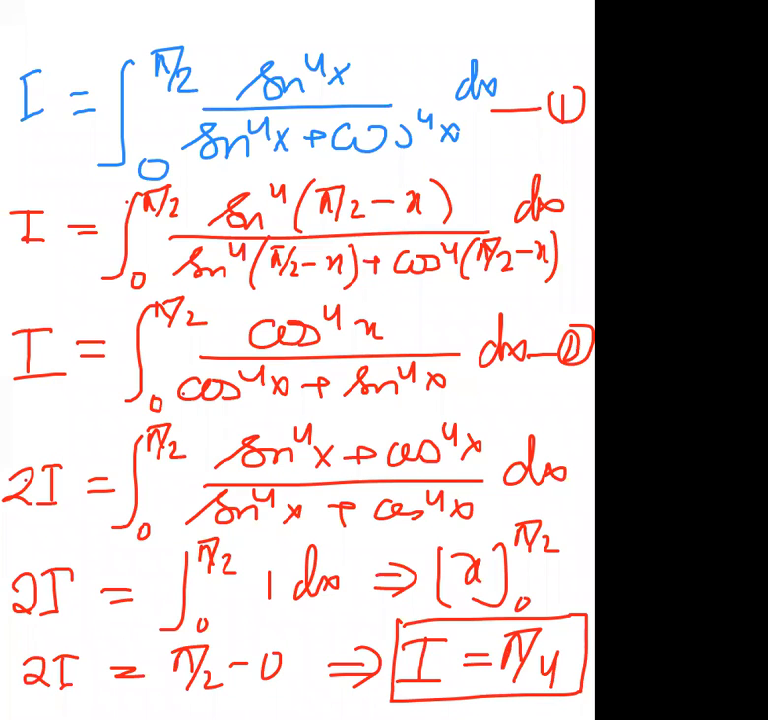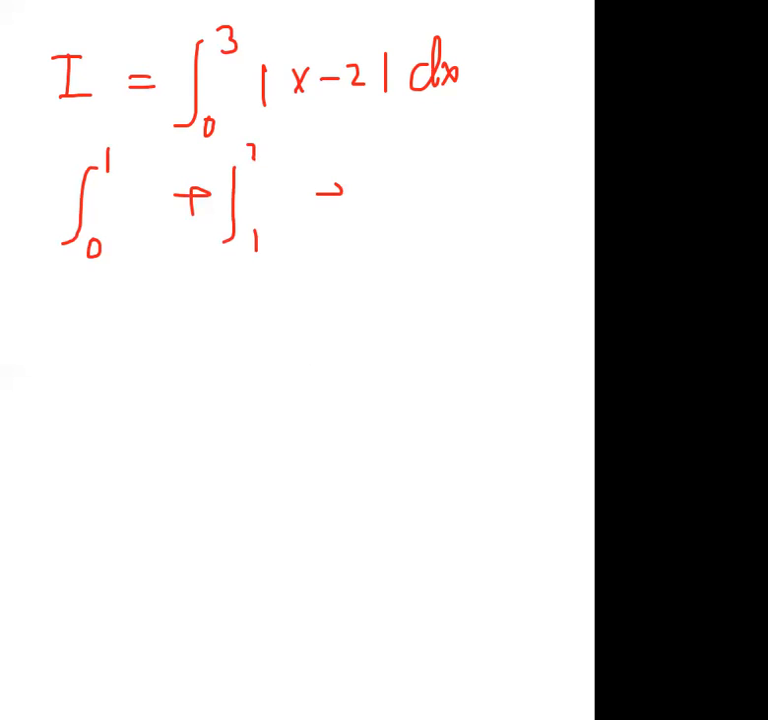Next question, which I feel is a splitting the limit or breaking up of the limit question. So it is I equals integral from 0 to 3 of mod (x minus 2) dx. See, this question could be done with splitting the limit. Now the limit can be split into 0 to 1, then 1 to 2, then 2 to 3.